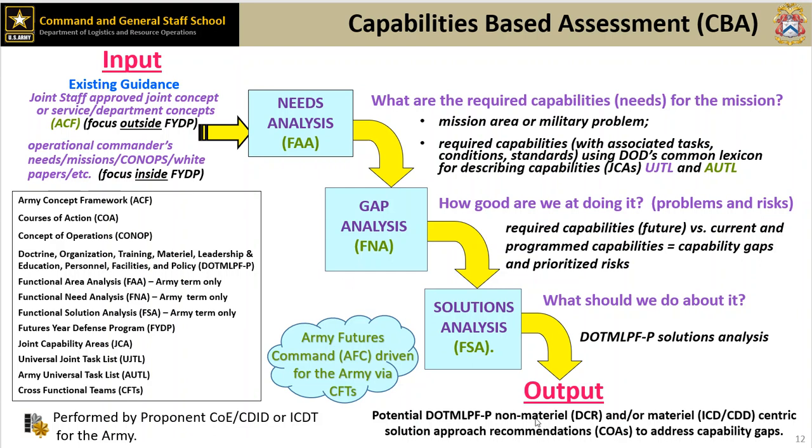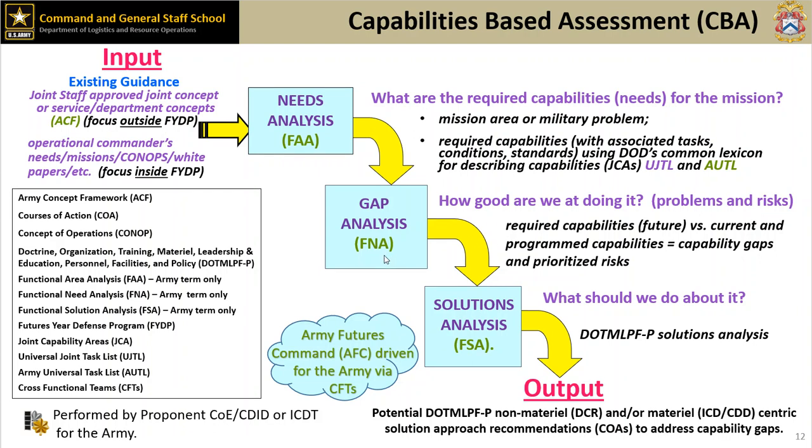So the important point there is you get both material and non-material solutions that come out of this process. That's the connection between what the commanders say they want and what we're being driven to do. The needs analysis to sort out what we have and what we want, then the gap analysis for the difference that comes up with the FNA.